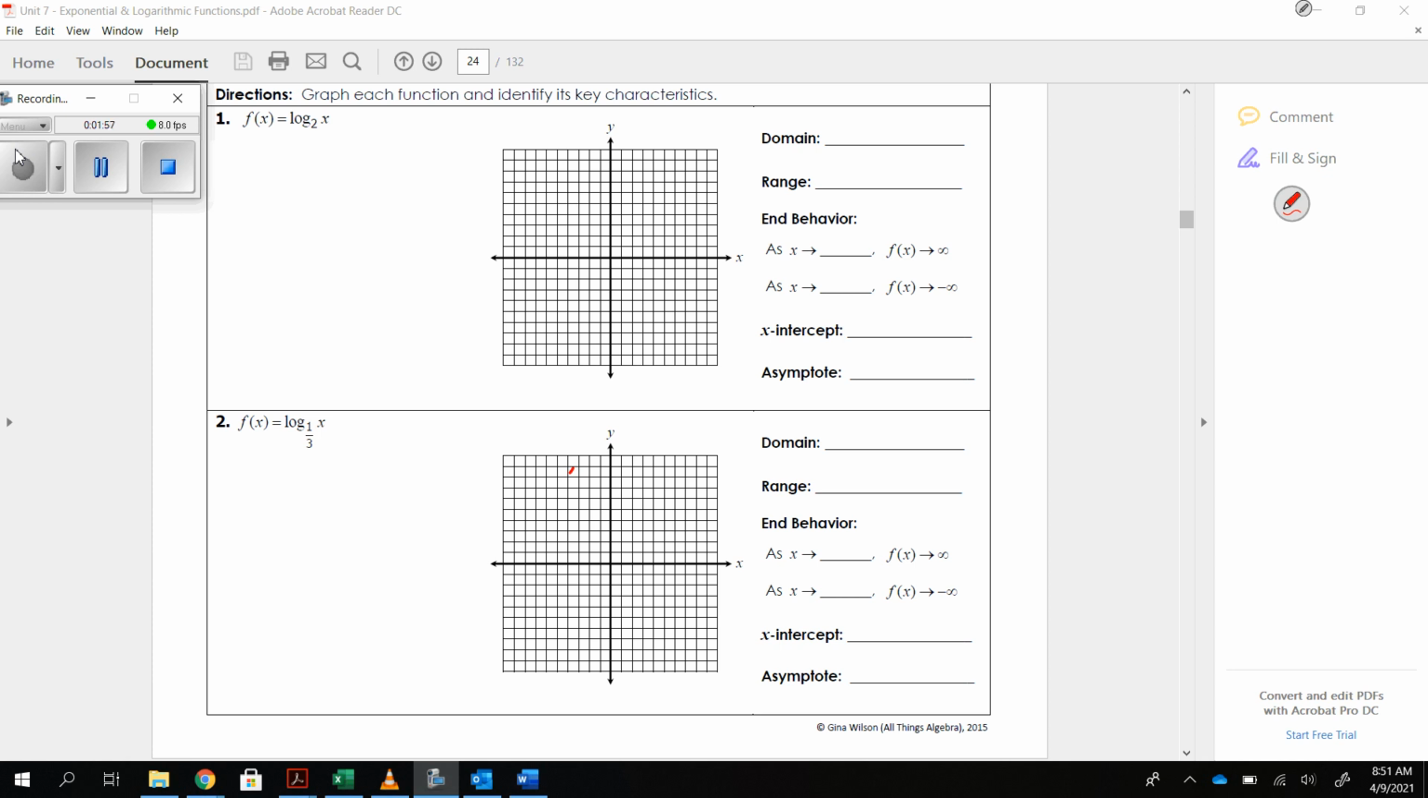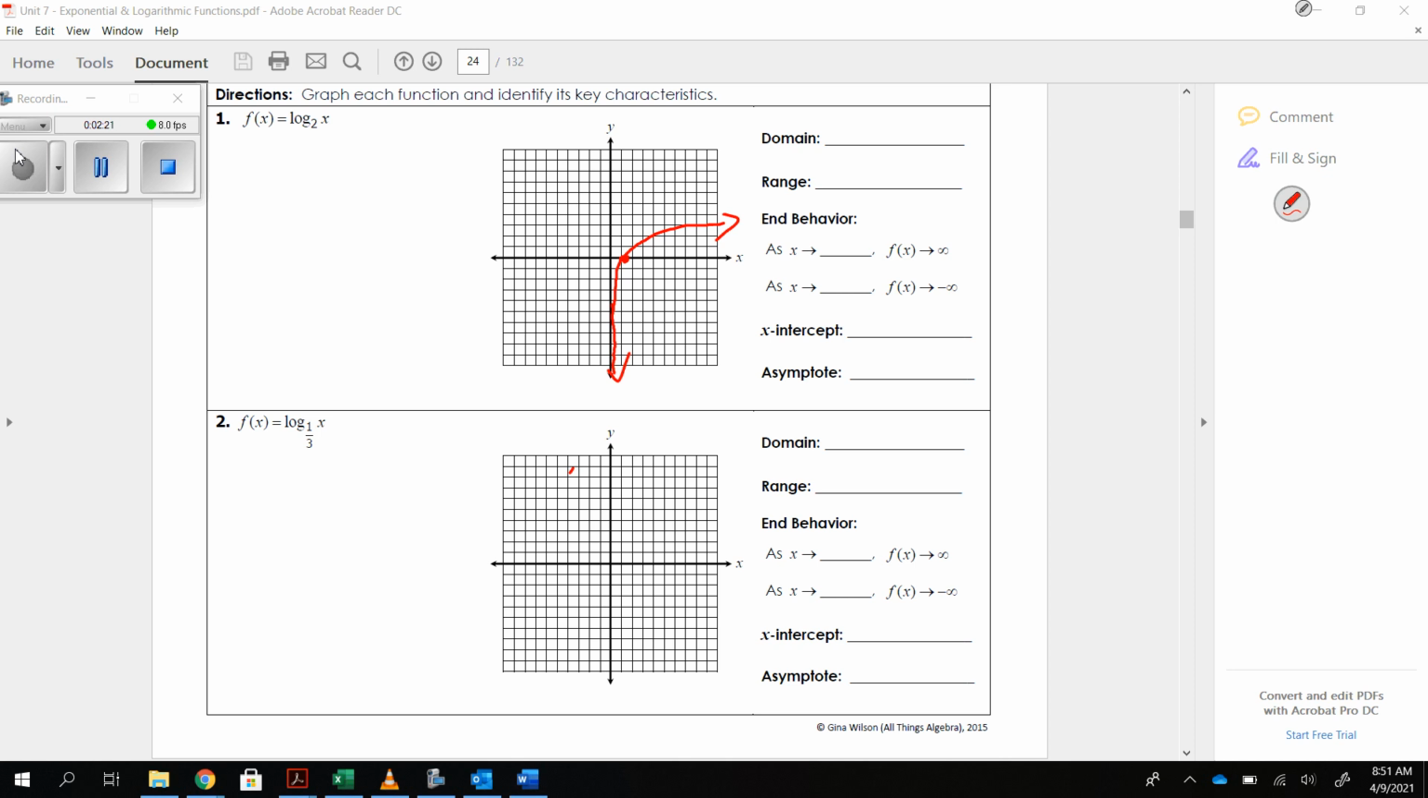It looks kind of like this. It's hugging this line, and then it comes up. I want to make sure I get this right. It passes through here and then goes on its way. It looks just like that. Now we need to do the domain, the range, the end behavior, the x-intercept, and the asymptote. We should all know what that means. End behavior might be kind of new, but it's not that bad.